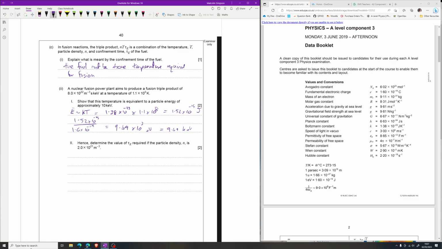Hence determine the value of the confinement time required if the particle density is that. So from memory, confinement times are of the order of a second or two. Right, so nT, it's told us that the triple product is times 10 to the 22. We're given n, and we're given the temperature.